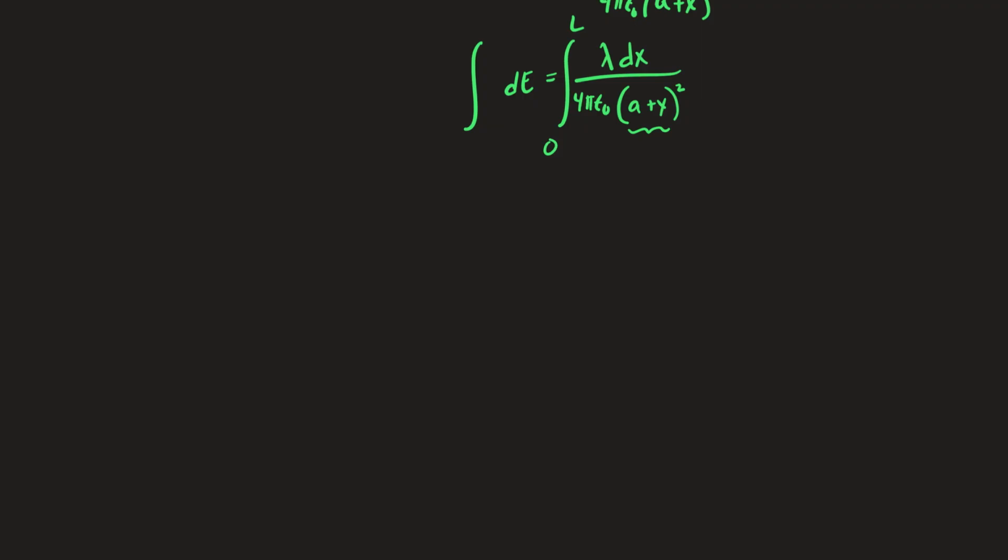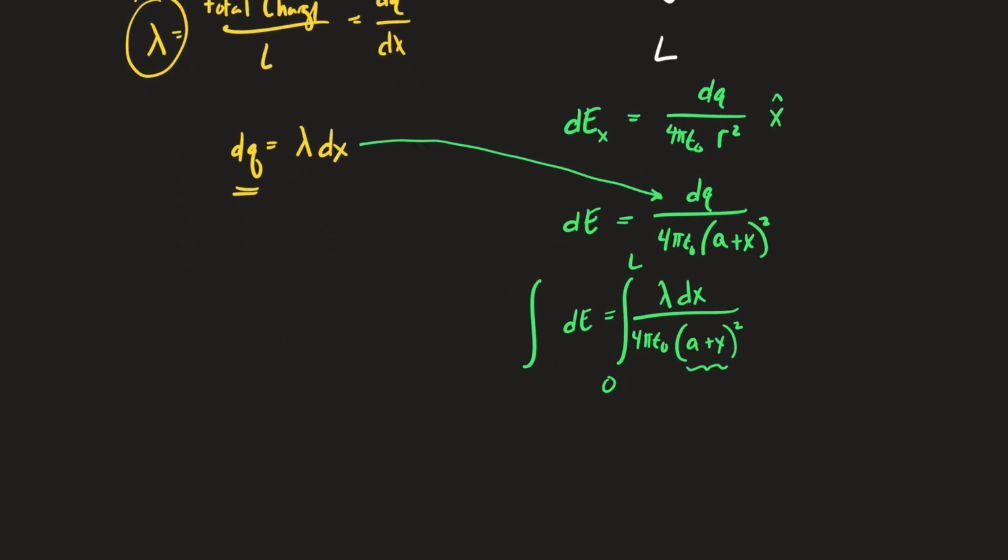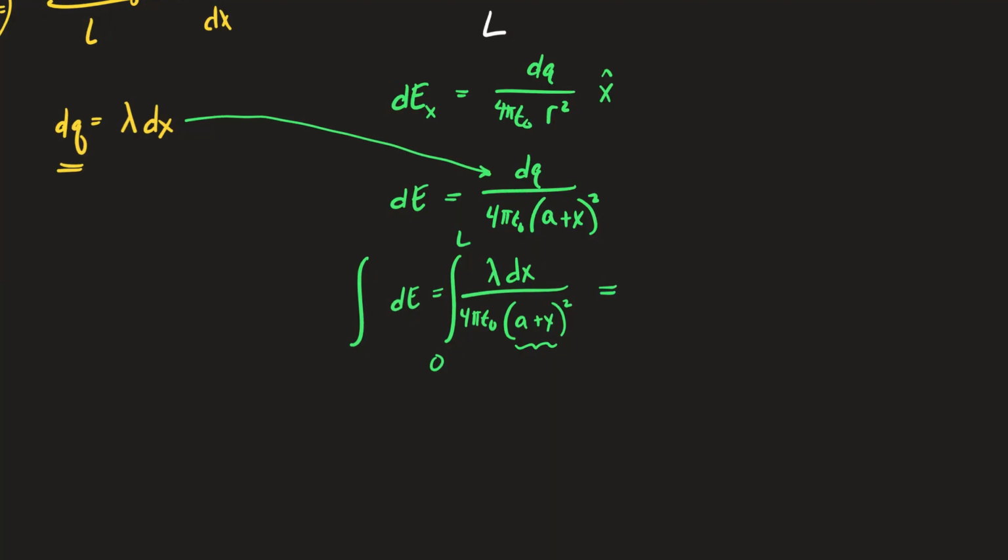If we had set this to be 0, then this whole distance we would have called x, and we would have set our boundary condition to be starting at a and ending at a plus L. That might appear easier to some of you. So if we do want to do it that way, this would look like the integral of lambda dx over 4 pi epsilon naught x squared, with our limits now set to be a to a plus L. We can do either one of these.